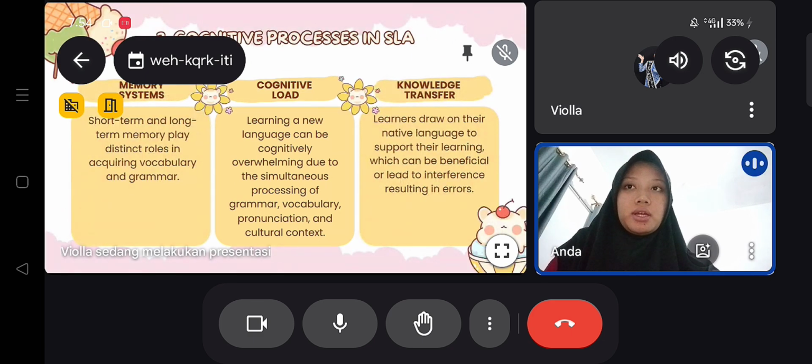Number three is an active process in SLA, or second language acquisition. The first one is memory system. Short-term and long-term memory play distinct roles in acquiring vocabulary and grammar. And the cognitive load. Learning a new language can be cognitively overwhelming due to the simultaneous processing of grammar, vocabulary, pronunciation, and cultural context. And the last is knowledge transfer. Learners can draw on their native language to support their learning, which can be beneficial or lead to interference resulting in errors.